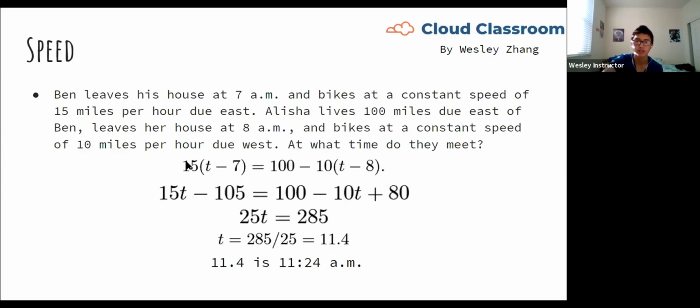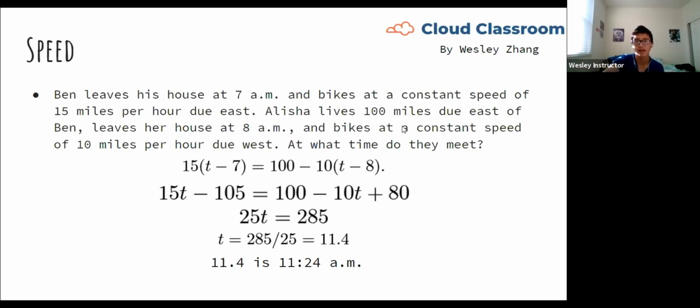So we can solve this using an equation. So 15 times (t minus 7) equals 100 minus 10 times (t minus 8). So the 7 represents 7 a.m. We only count the time, and then t represents the actual time. And we have minus 7 because we only count the time after 7 a.m. for Ben. And the 15 is the miles per hour. And for Alicia, we have the same thing, but it's a minus 8 because she leaves at 8 a.m. So we only count the time after 8 a.m.